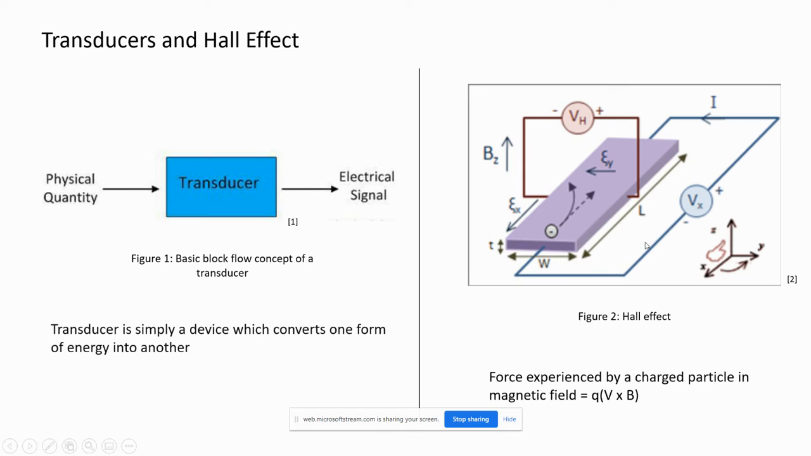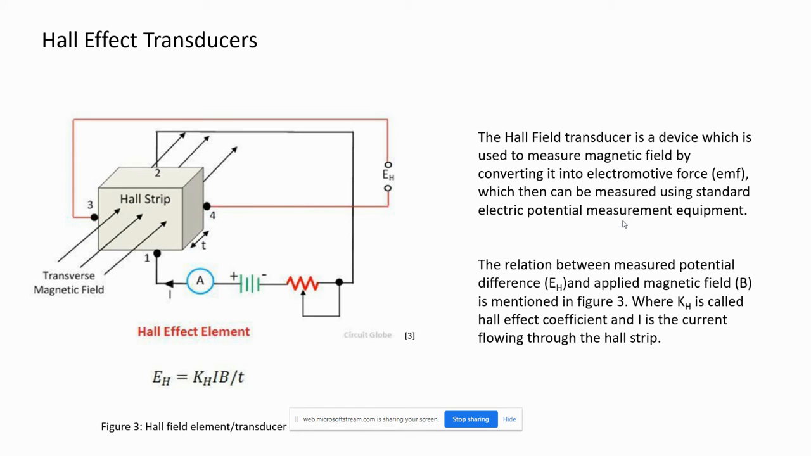Now, as more and more charged particles flow through this conducting strip, one side of the strip will be more concentrated with electrons, and the other will be concentrated with holes, or positive charge. Due to this, there will be an electric potential between the two sides, which we call the Hall potential. If we put a potentiometer at the edges, we can measure the potential difference between the two sides of the strip. Now let's move into the bread and butter of this presentation, which is the Hall effect transducers.